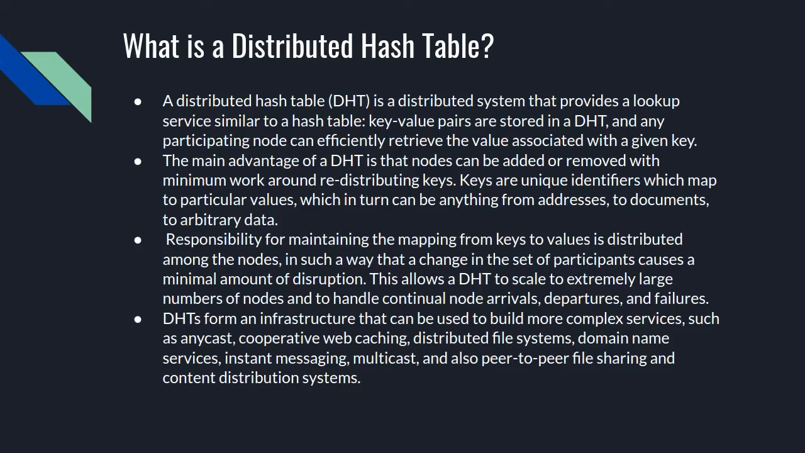Responsibility for maintaining the mapping from key to value is distributed among the nodes in such a way that change in the set of participants cause a minimal amount of disruption. This allows a DHT to scale to extremely large number of nodes and to handle continual node arrival, departure and failures. DHT form an infrastructure that can be used to build more complex services such as Anycast, cooperative web caching, distributed file system, domain name services, instant messaging, multicast and also peer-to-peer file sharing and content delivery systems.